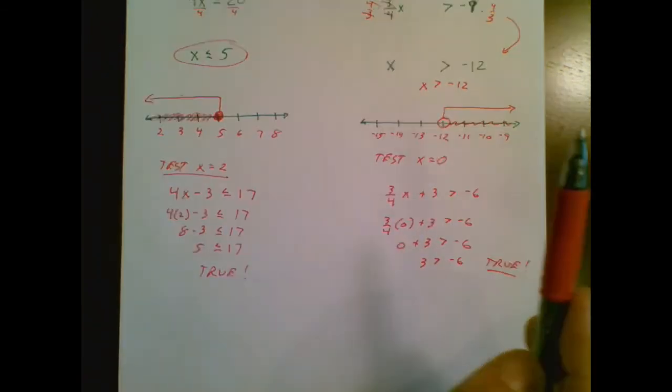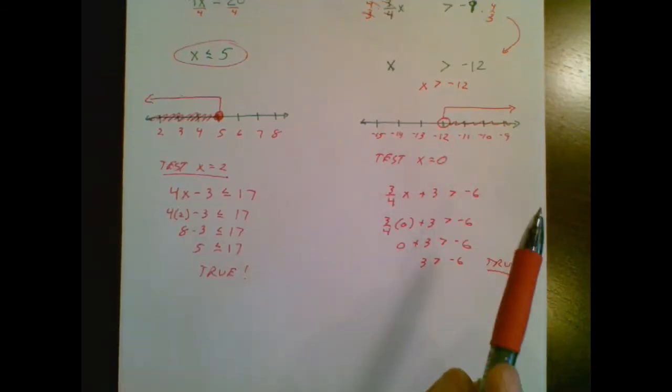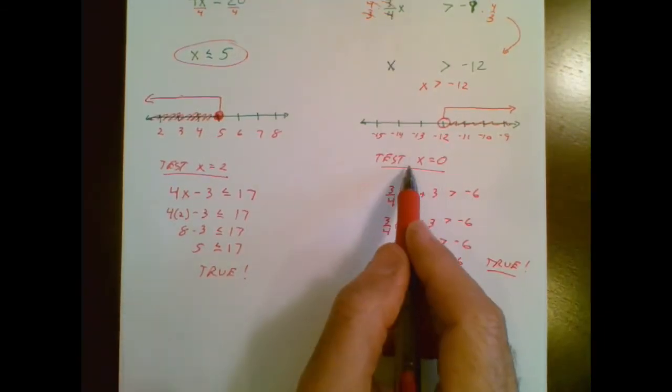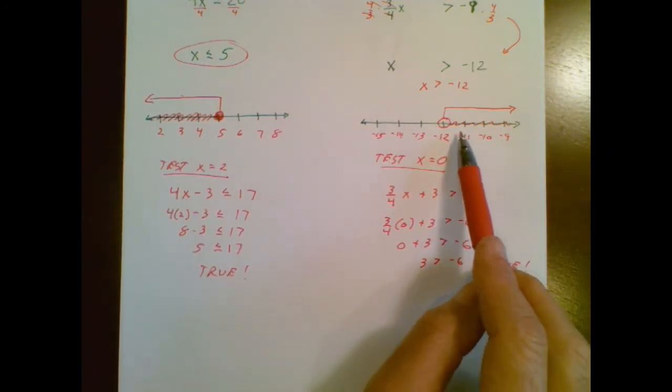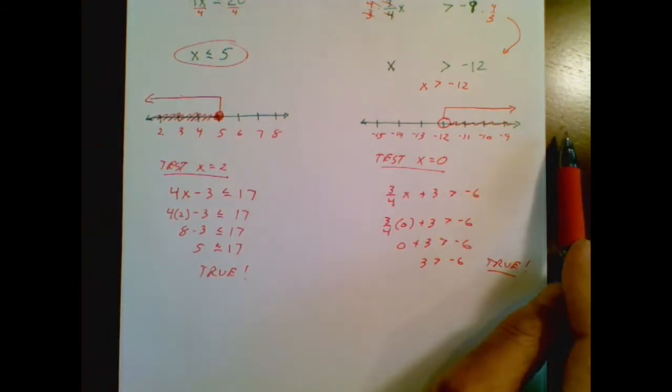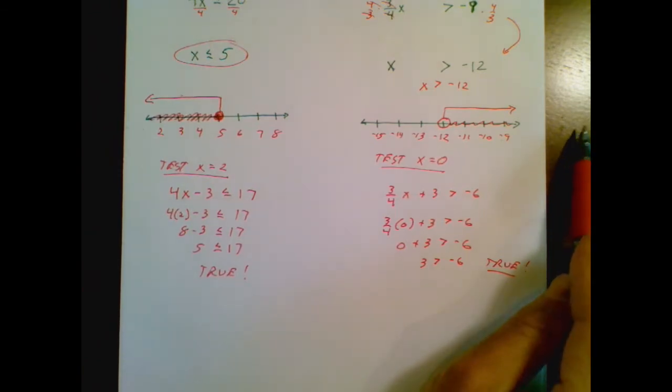So remember to check to see if you're correct. If you feel like checking, choose a value from the shaded region. Well, I didn't want to work with these messy negatives, but I know if this graph continues on forever, eventually over here is x equals 0, and that's in the shaded region, so it should make my inequality true if I plug it in. And 0 is really easy to work with.